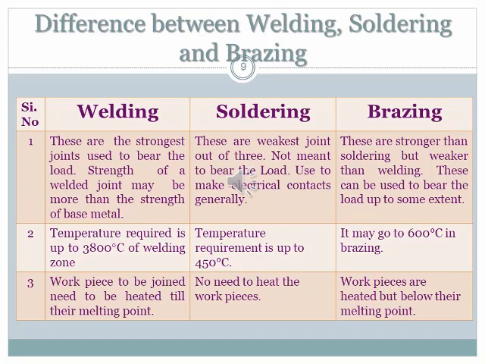Next, temperature. Welding temperature is very high. It is approximately 3800 degrees Celsius, almost equivalent to the melting point of the metals. Whereas in soldering, the temperature is the least, approximately 450 degrees Celsius. And in brazing, it is slightly higher but less than the welding temperature. In brazing, we have temperatures reaching up to 600 degrees Celsius.